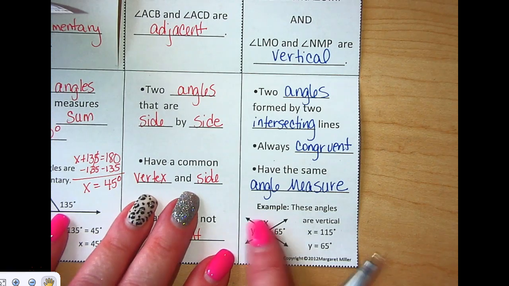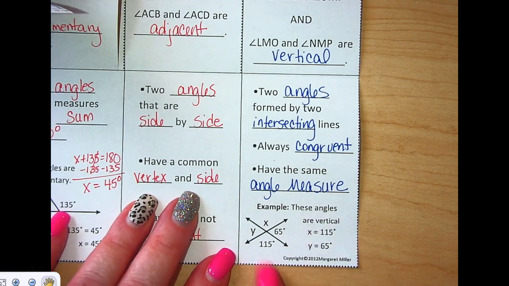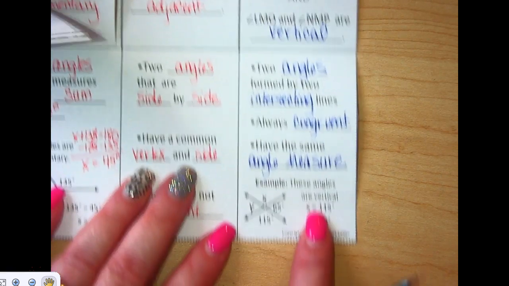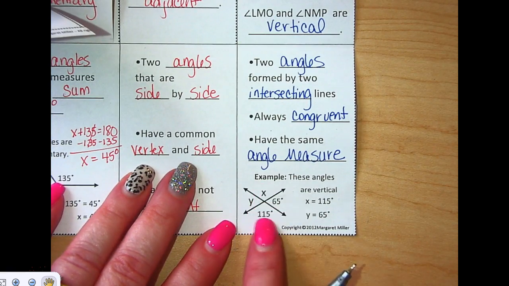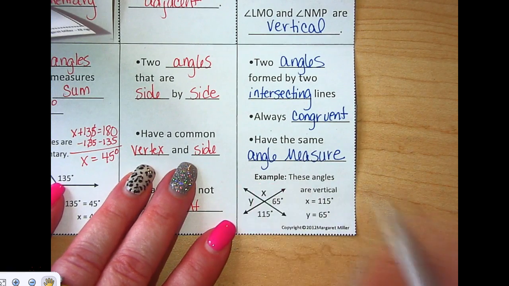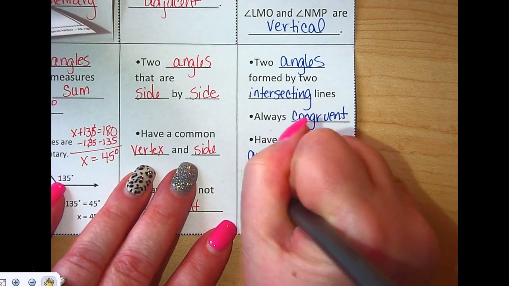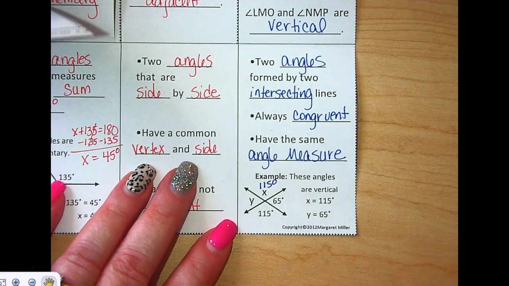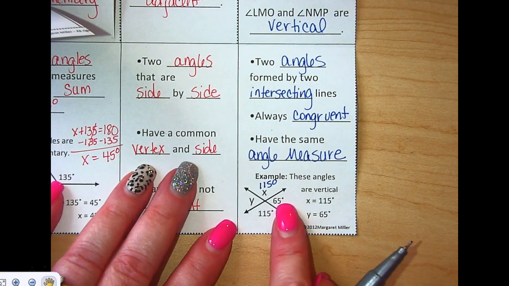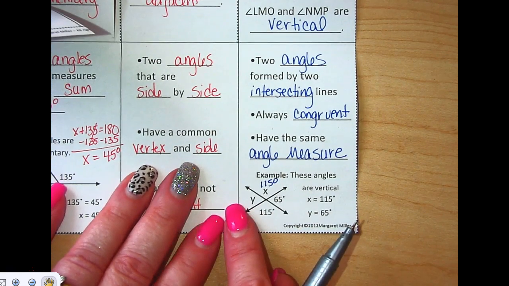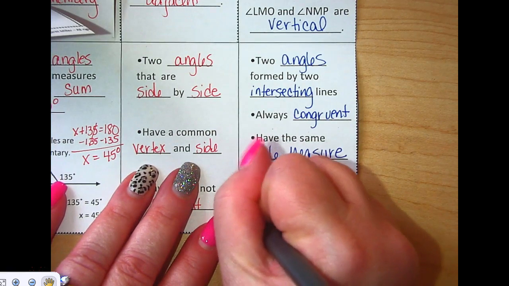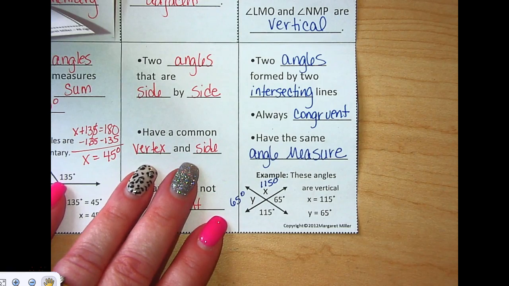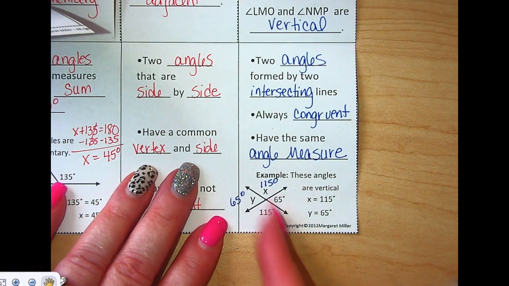So I can use the math down here. These angles are vertical. So angle X, what's the measure of angle X? Well, I know these two are vertical, so if this is 115, angle X has to be 115 degrees. And if this angle is 65 degrees, what does this one have to be? 65 degrees. So angles that are directly across from each other have the same measure.